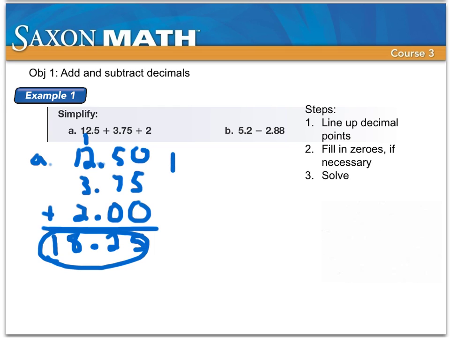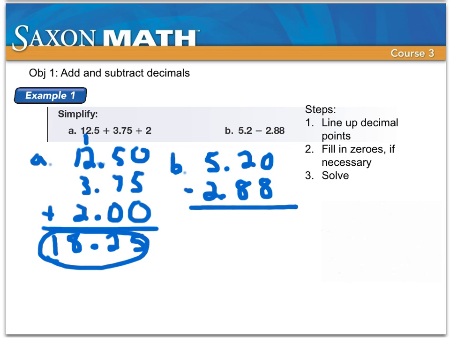Alright, and subtracting. Exact same way. First thing, line up the decimal points. So I've got 5.2 minus 2.88. Step 2, fill in zeros where you need them. Well, I've only got 1 number past the decimals here. I need to have 2, so I fill in a 0. And now I'm going to solve like normal.